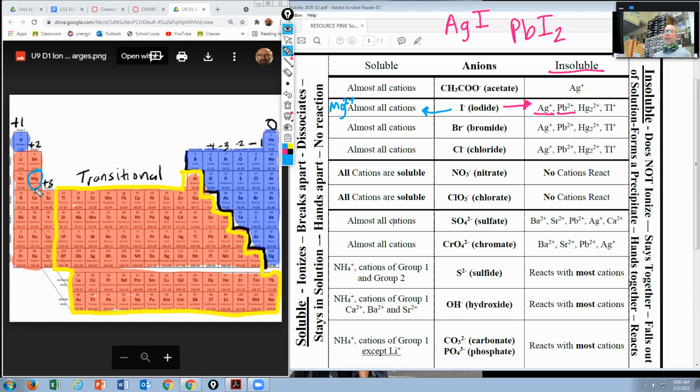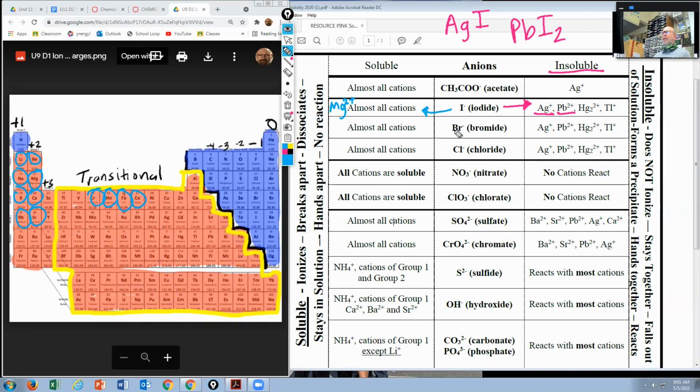What else would be in there? Well, calcium, strontium, rubidium, potassium, sodium, lithium, beryllium, chromium, manganese, iron, cobalt, nickel. Everything else is inside of that box right there. And how do you know? Because it's not in the insoluble box.